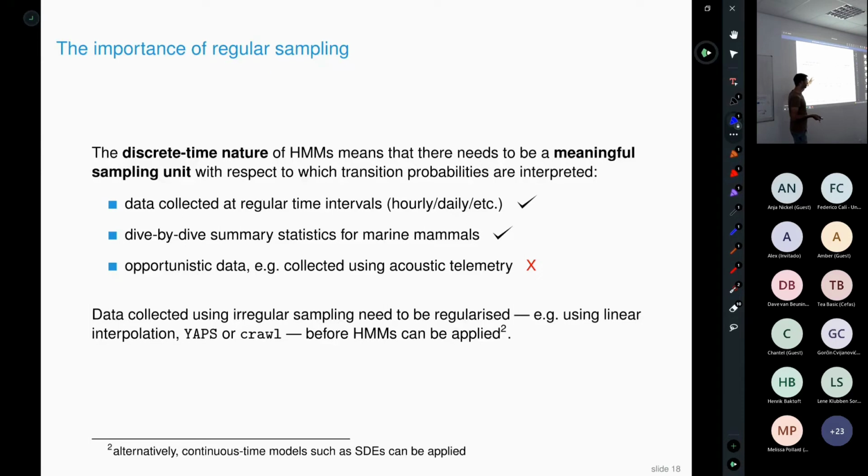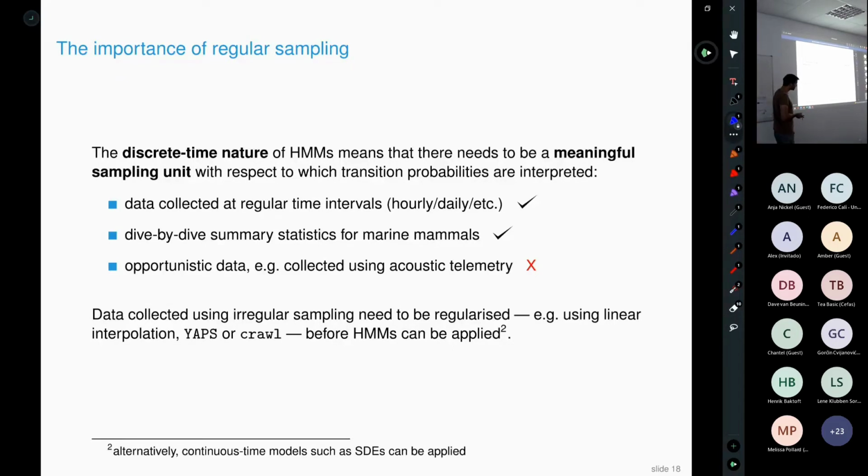What also works sometimes for marine mammals, for whales: they come up to the surface to breathe, they go down, they come up, they breathe, they go down, and so on. That's also sort of a regular pattern. Then we often have observations whenever they come to the surface, and the sampling unit would be one dive. We have a dive-by-dive series. That's a meaningful, I would say, regular sampling unit. And then the probability of transitioning, for example, from state 1 to state 2, would be interpreted on this dive-by-dive basis: the probability of switching from state 1 to state 2 from one dive to the next. But there's no such unit for acoustic telemetry data.